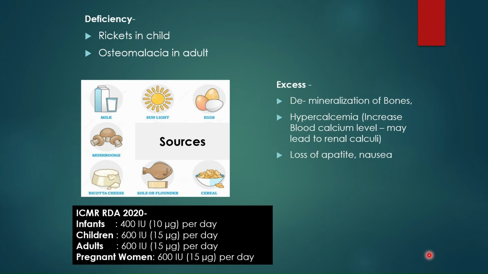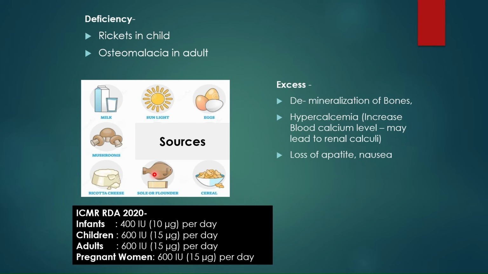Deficiency of vitamin D may lead to rickets in children and osteomalacia in adults. Excess of vitamin D may lead to demineralization of bone and hypercalcemia, which may further lead to formation of renal calculi, as well as loss of appetite and nausea. The main source of vitamin D is sunlight, and other food sources of vitamin D are milk, eggs, mushrooms, etc.